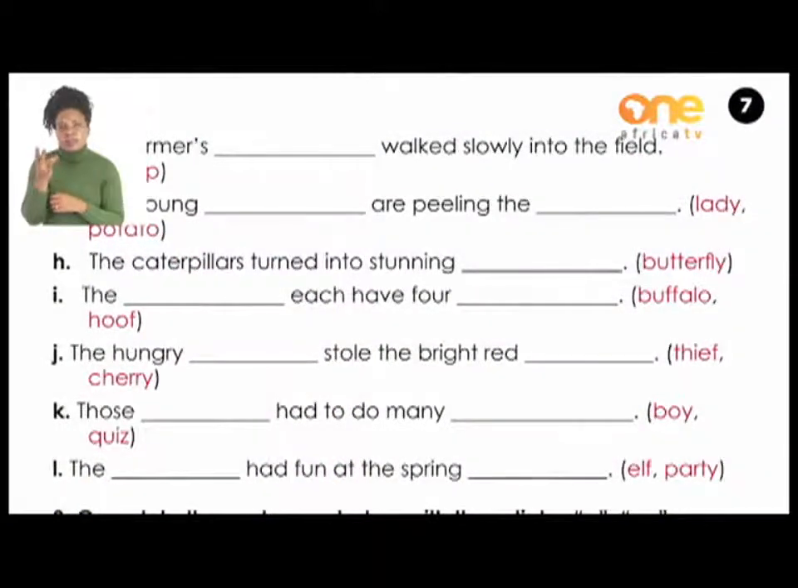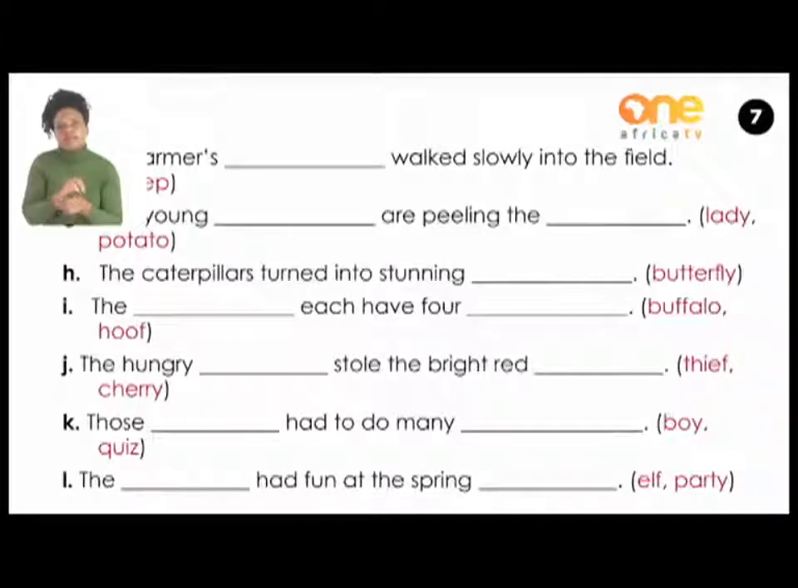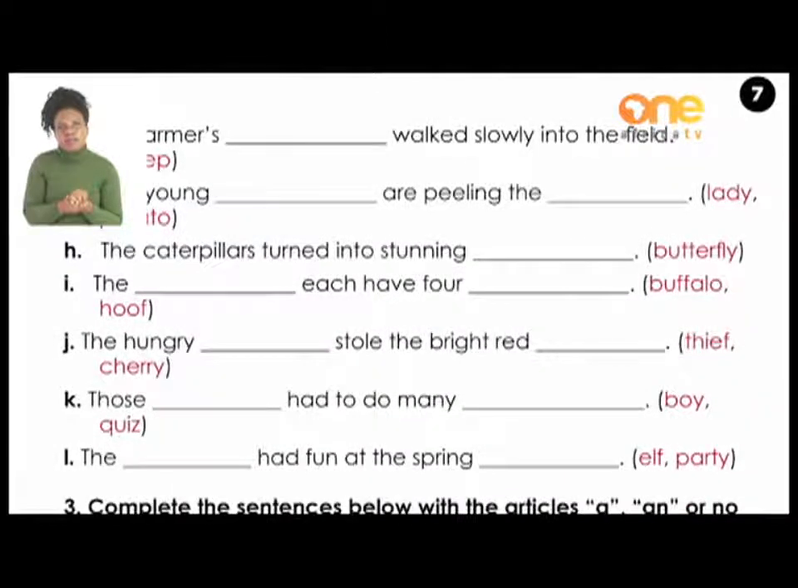Activity 3. Complete the sentences below with the articles a, an, or no word where you don't need an article. Let's try number A. I have a red bicycle. I ride to school every day. B. Windhoek is a big city. So the first space is a no word. So I would like you to do the rest of the exercises on your own.